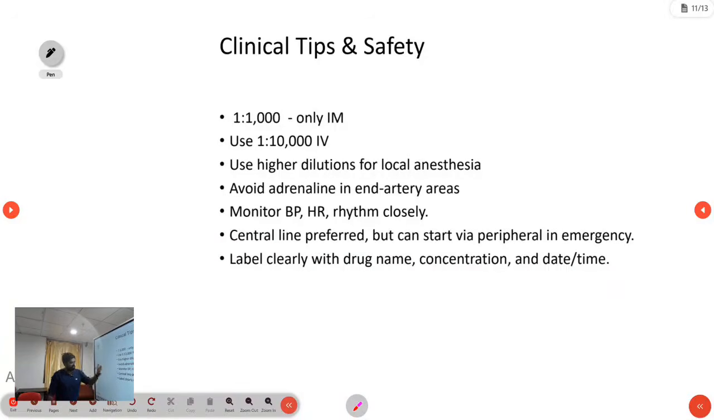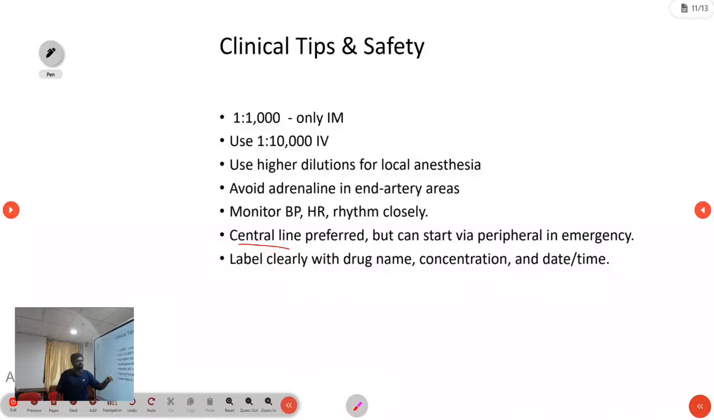Next, avoid adrenaline in end artery areas, and once we have started the adrenaline infusion, we have to monitor BP, heart rate and rhythm closely. Next, as it has the potential for tissue necrosis, if it causes extravasation, it can lead to tissue necrosis. So, the most preferred is a central line. We have to make sure a central line is preferred for vasopressors. In an emergency, we can start this adrenaline in a peripheral IV.